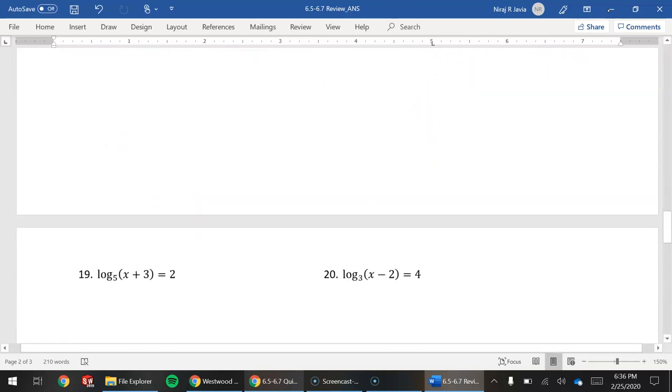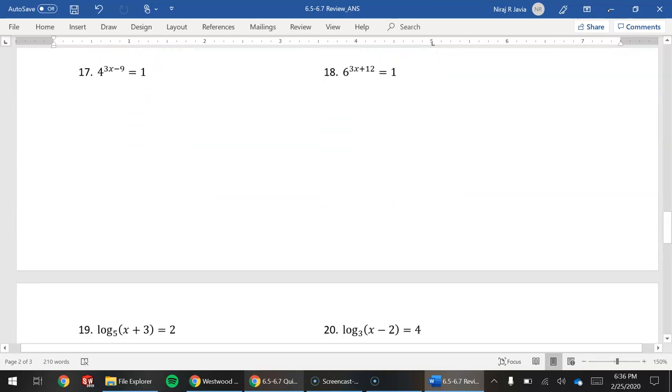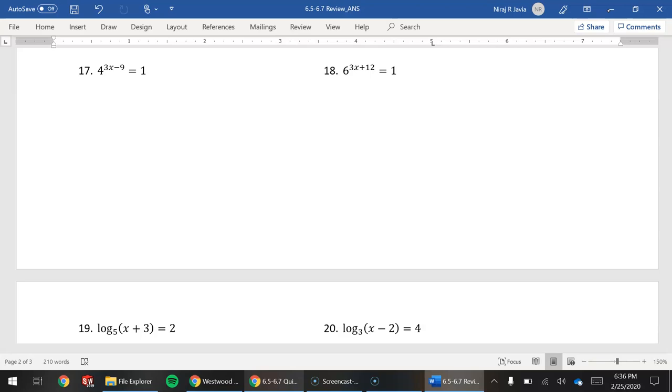Now, I'm going to go to number 17. Number 17 states we need to get this top part down. If I have a base of 4 and I have something on the top that I want to come down, I introduce a log base of the same base to both sides. So I'm going to say log base 4 of 4 to the 3x minus 9 is equal to log base 4 of 1. The reason I use that inverse property that we just did, log base b of b to the x is equal to x, is that this goes away and the x shows itself. For us, that x is the stuff on top. So we get 3x minus 9 is equal to whatever that is.